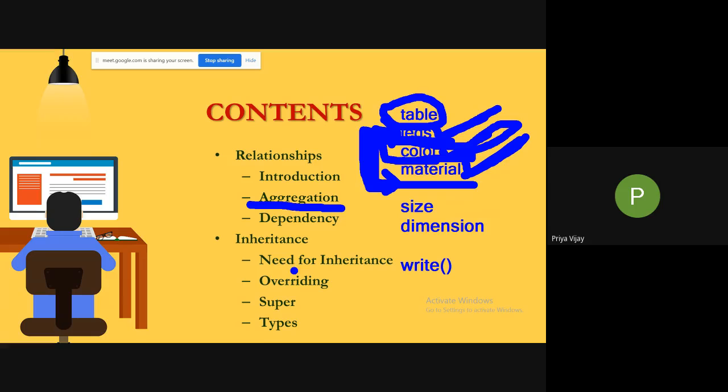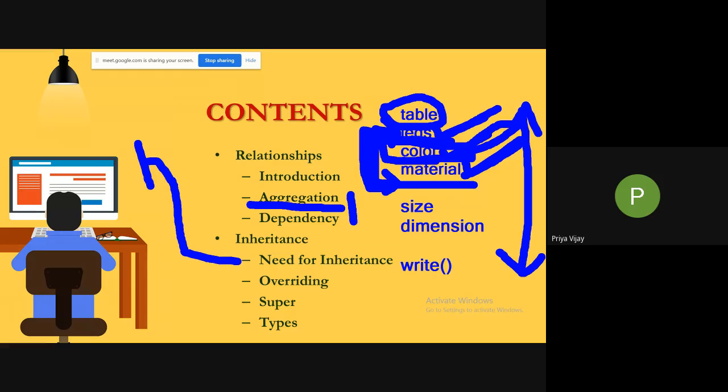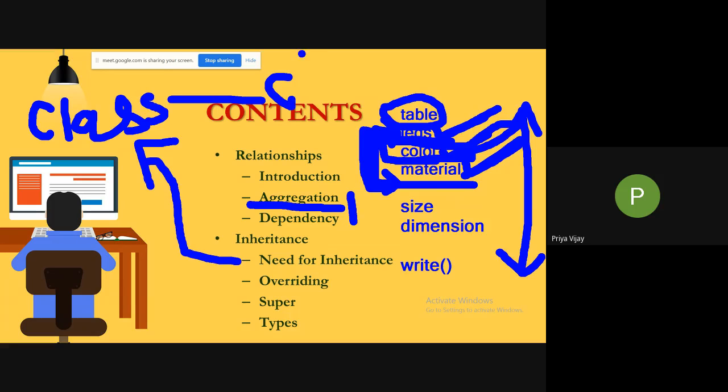So how to identify the relations? If a passage is given, how to identify? These relationships, aggregation, dependency, composition, all come under properties, defining properties. And inheritance is a different property in which I am going to connect one class to another class. So if a passage is given, how to identify whether it is a relationship or inheritance?